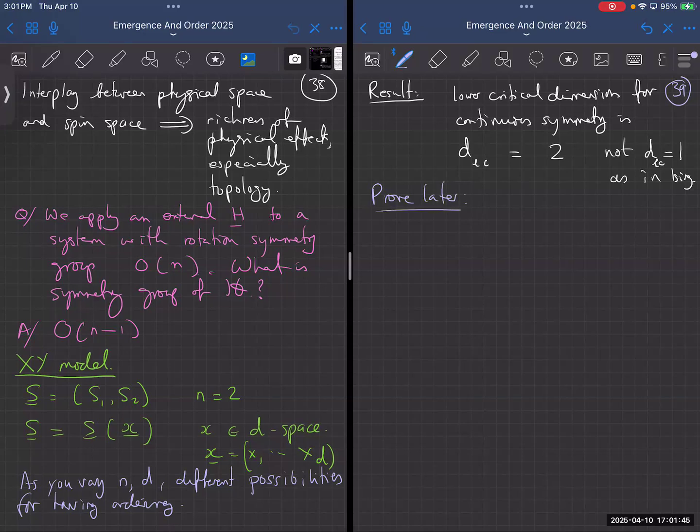This result means that, let me just say it a slightly different way, there is no long-range order in continuous symmetry systems in 2D for T greater than 0, finite range, etc.